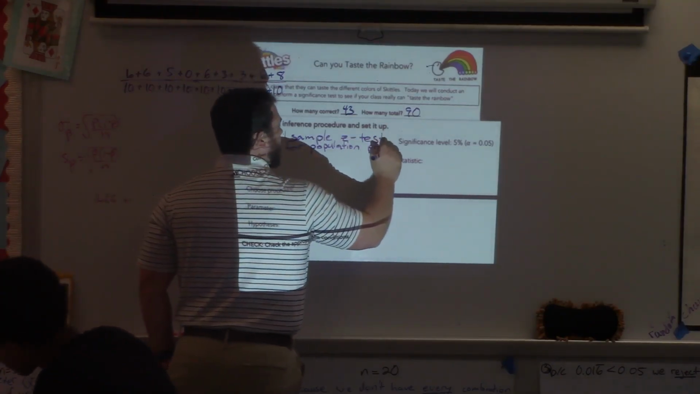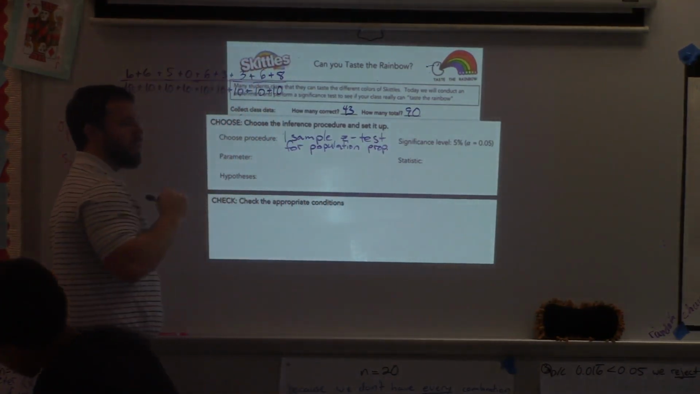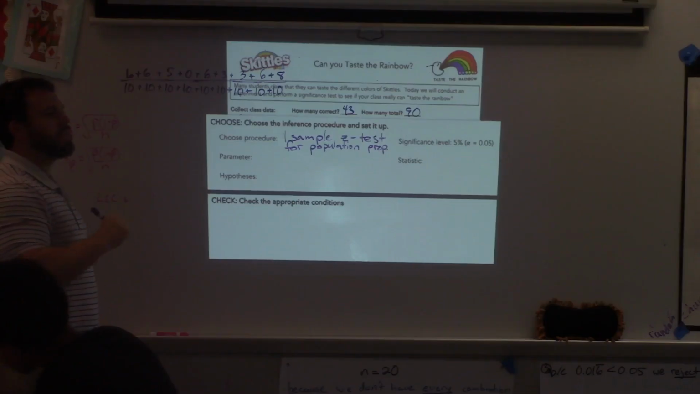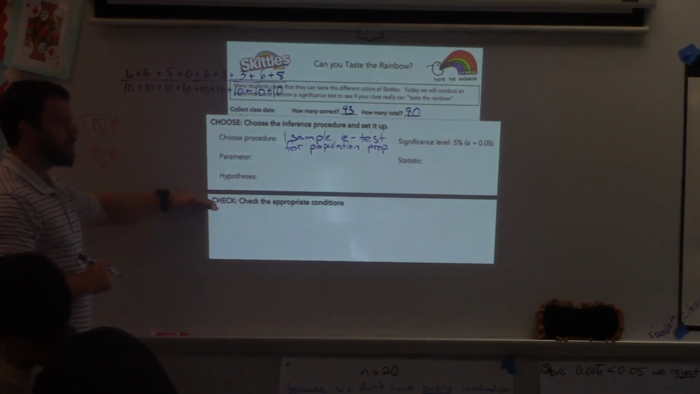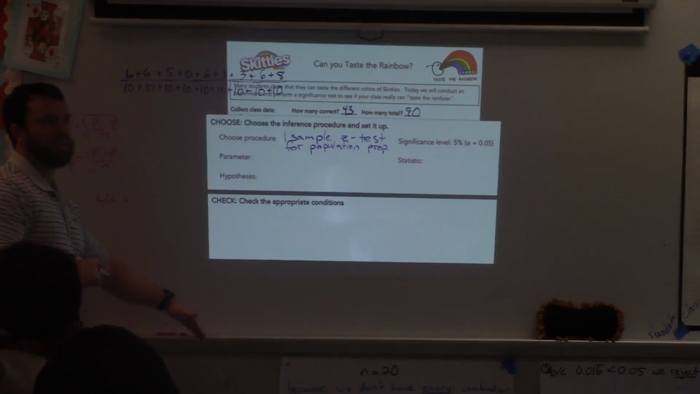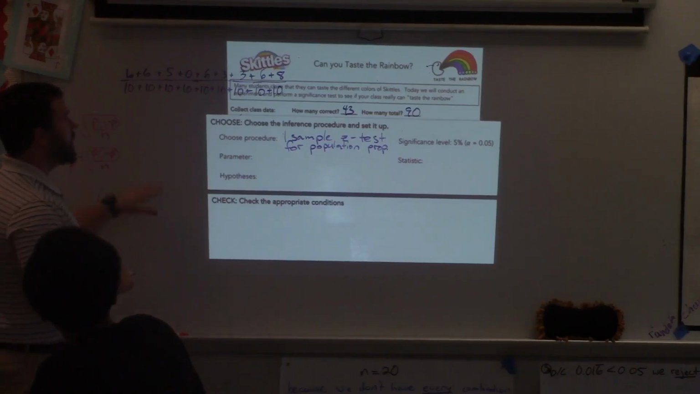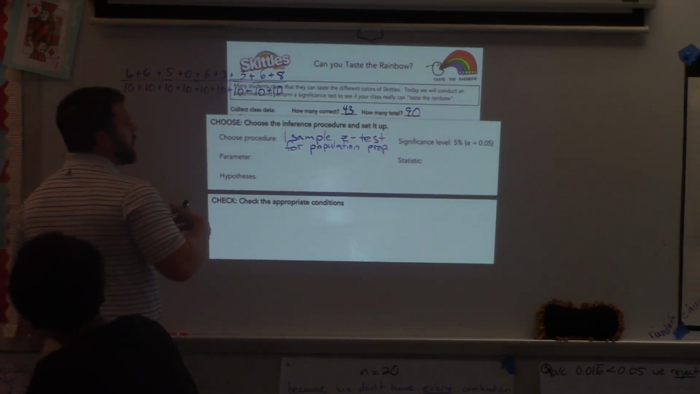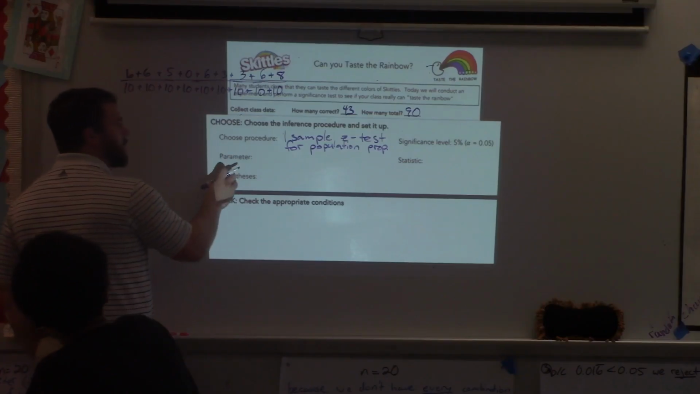So by the way, just like with confidence intervals, even if they just say, hey, is there statistically significant evidence, what are you gonna have to go through? Choose, check, calculate, and conclude. You gotta do all 4 of those. Notice there's a little bit more we have to do with a hypothesis test, but that's because we have to include our hypotheses.